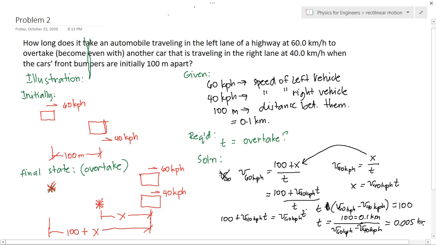So we have a time of 0.005 hour. So if we're going to convert that one in seconds, so we have t is equals to 0.005 times 3600. So you have t is equals to 18 seconds. So ganun lang, ito yung parang final sagot niya. T is equals to 18 seconds since 1 hour is equivalent to 3,600 seconds.